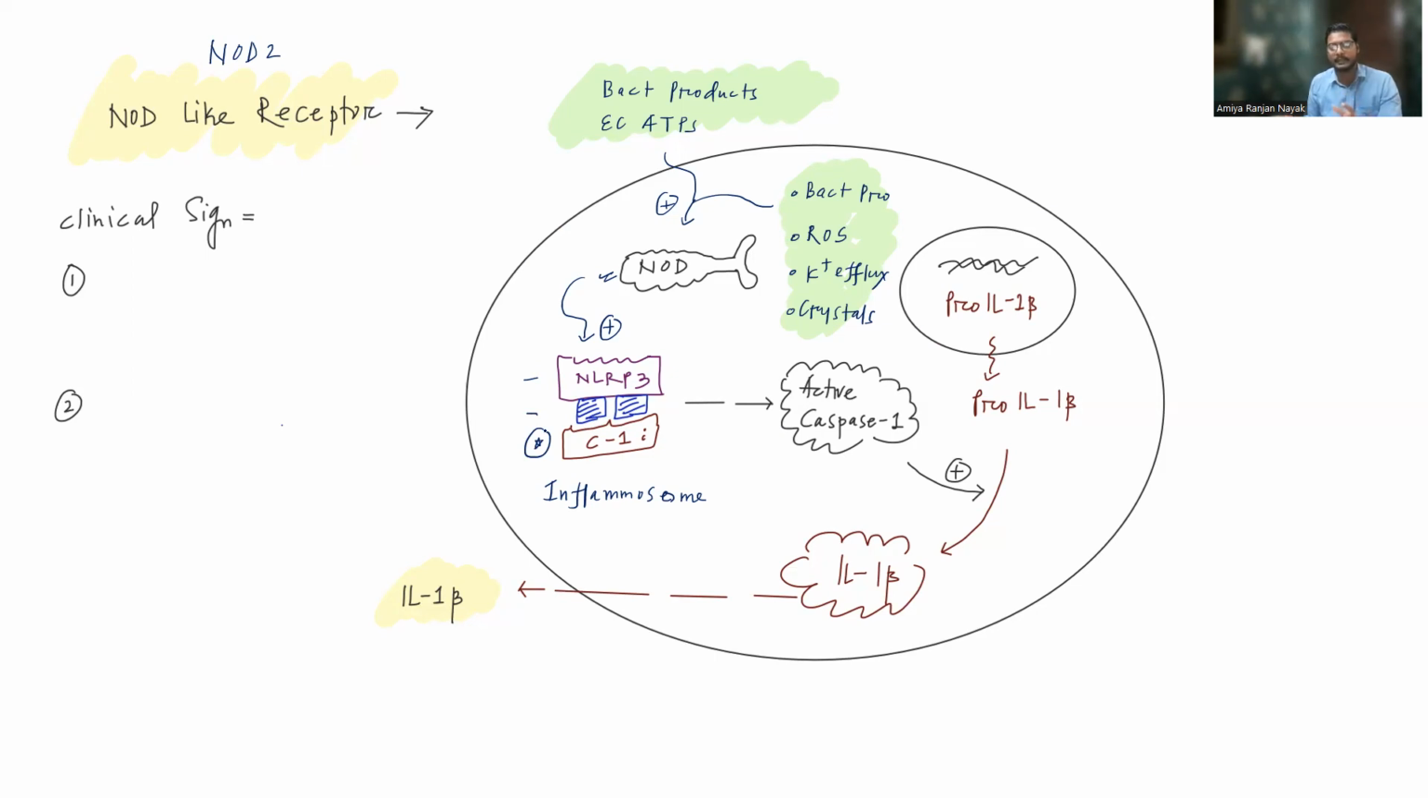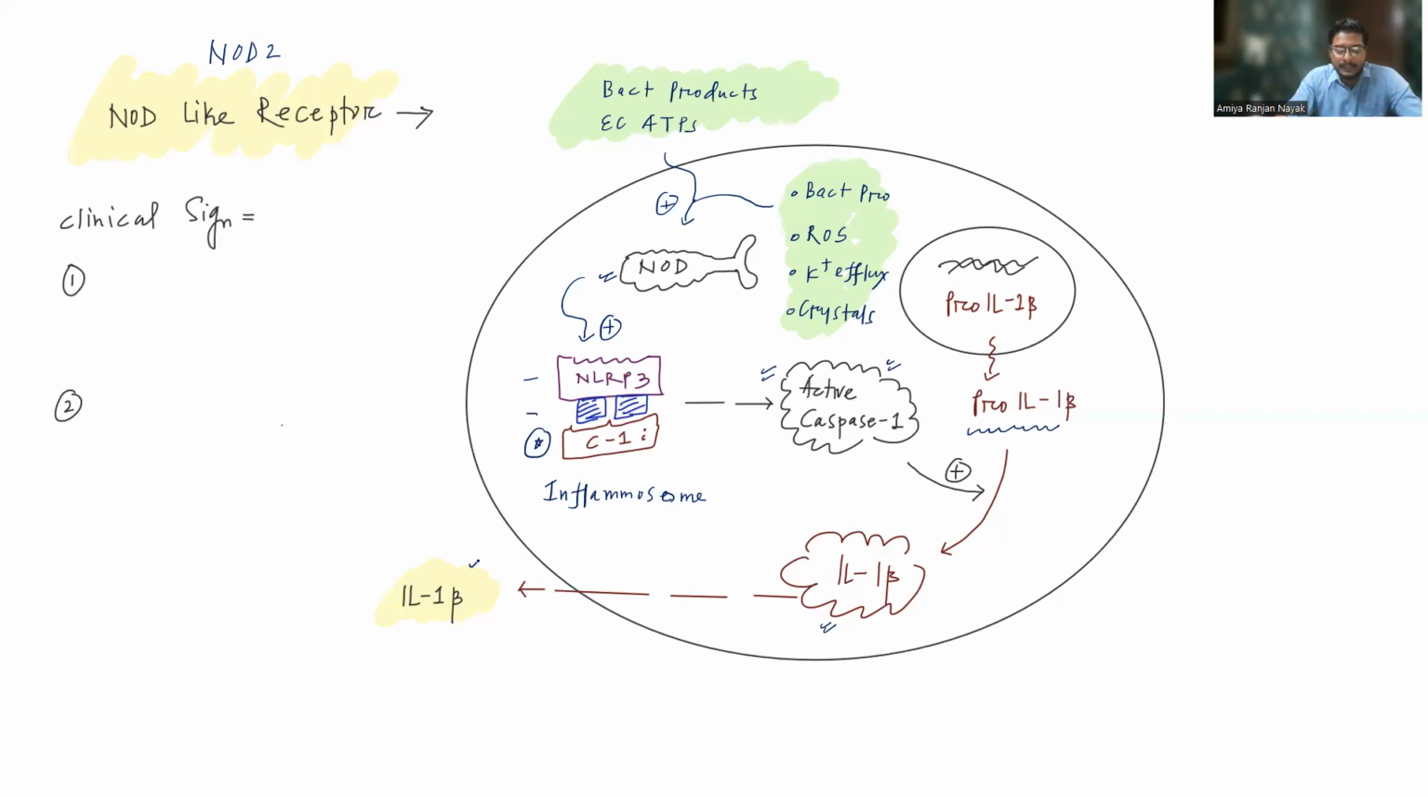Once this inflammasome is activated, it is going to produce active caspase 1. Then what is the function of the active form of caspase 1? It is going to convert the precursor form, pro-interleukin 1 beta, to the active form of interleukin 1 beta. This interleukin 1 beta will be released to the systemic circulation, and it is going to produce the inflammatory response against the particular antigen. So this is how the NOD-like receptor is going to act.